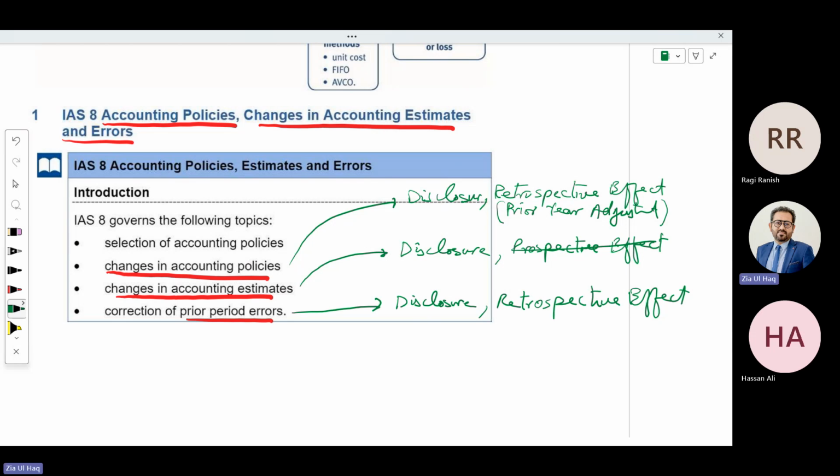Let's study what is meant by accounting policies. What are the examples of accounting policy change? What are the examples of estimate change? So we need to read something. From an accounting point of view, meaning solving numerical questions, this is enough. But you will face MCQs relating to theory as well. So let's study the standard in detail.